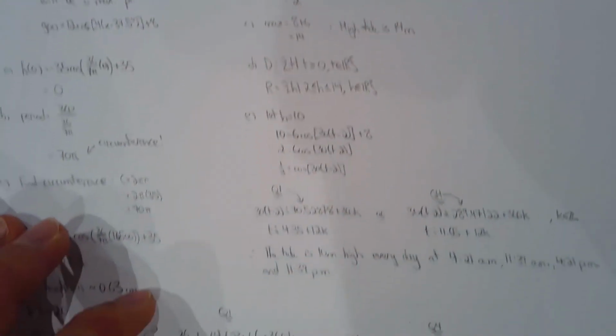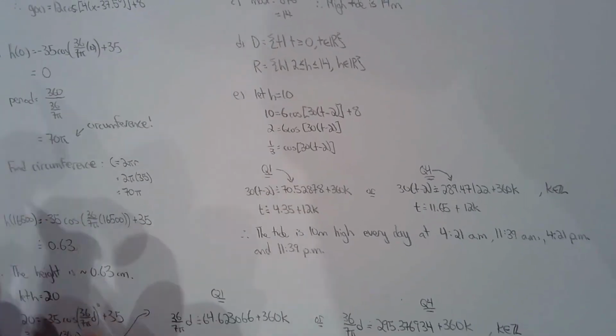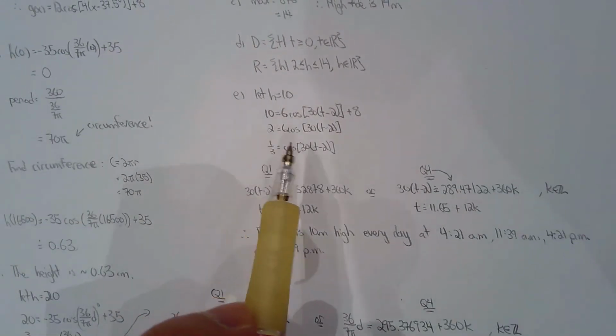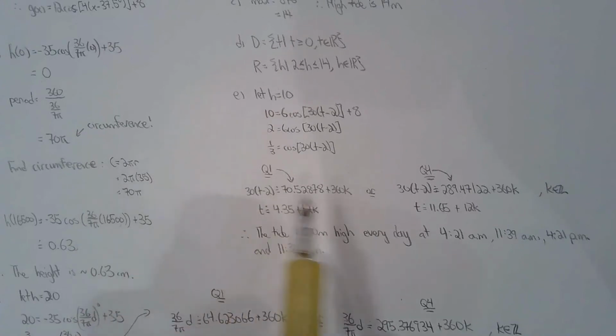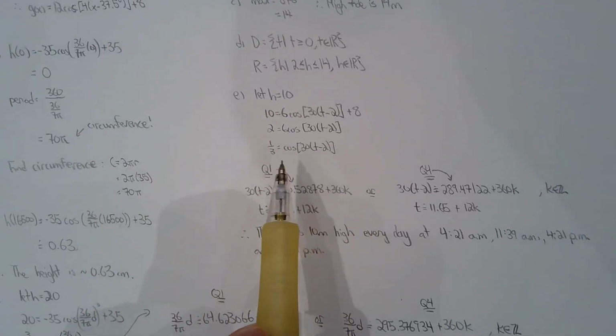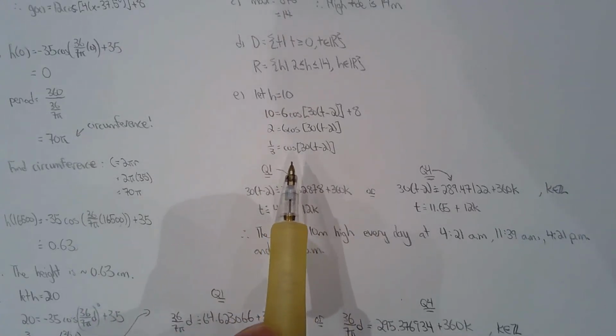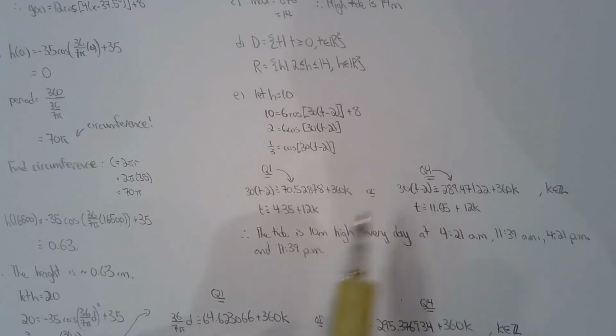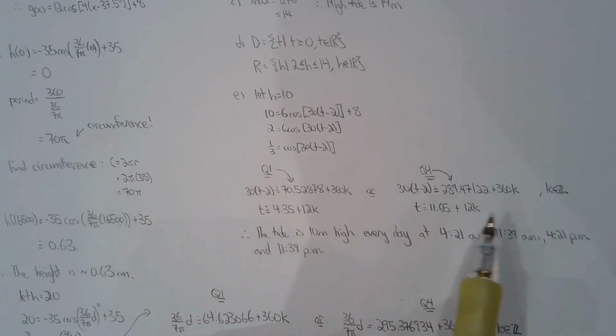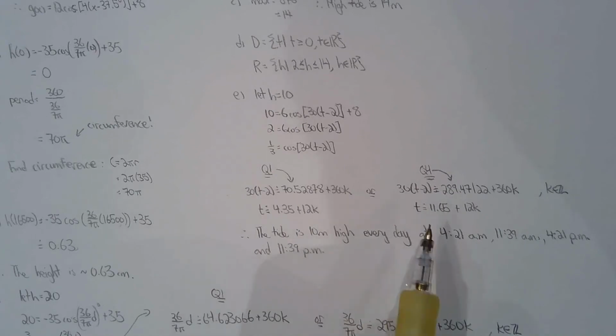Now E is interesting, because I have to let h equal 10, and now I have to think back to the previous unit. I have to use the CAS rule. Cosine is positive in quadrant 1 and quadrant 4. Find the infinite answers using coterminal angles, and then I can answer the problem properly.